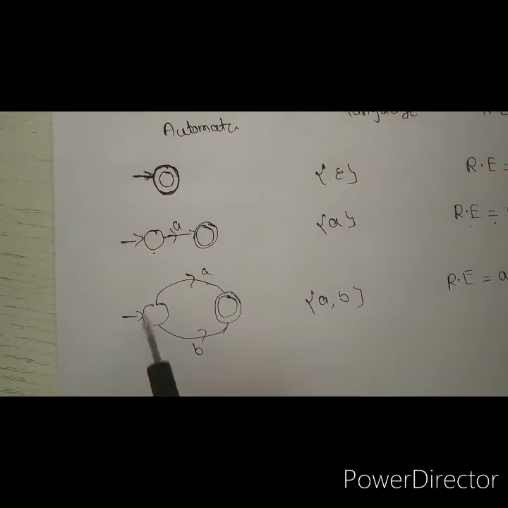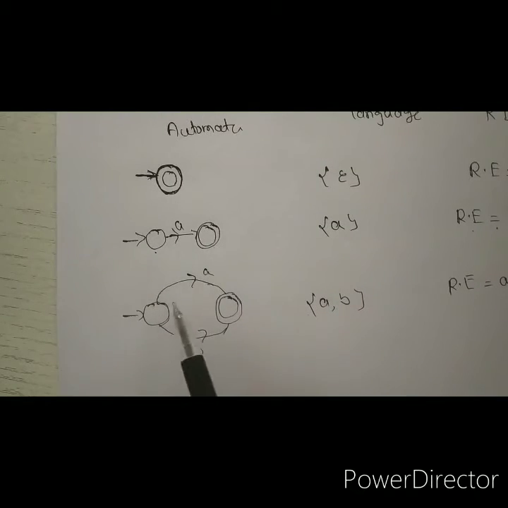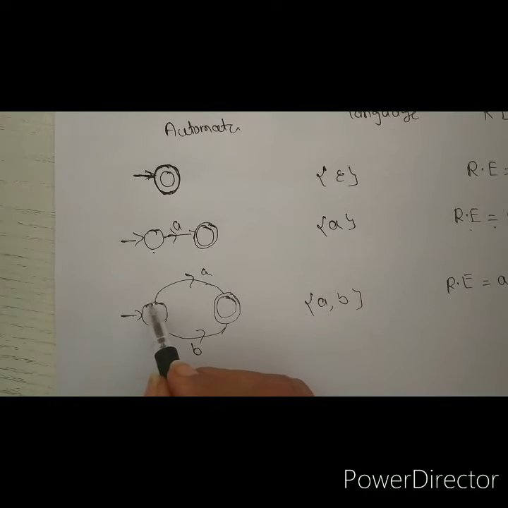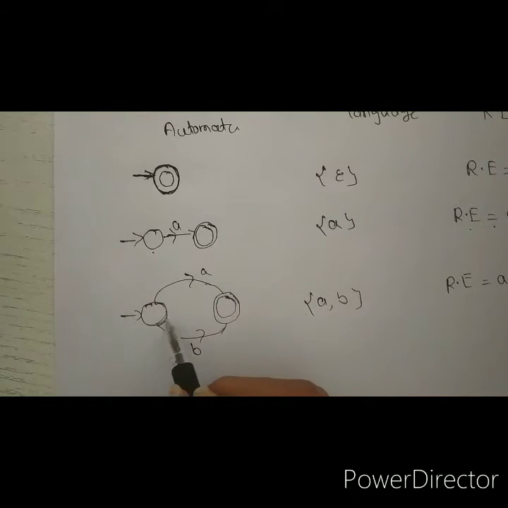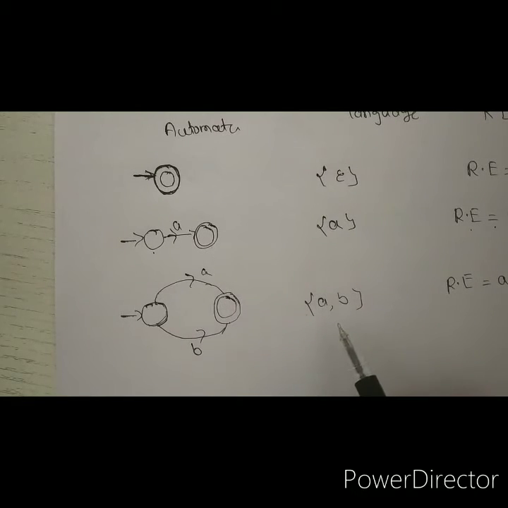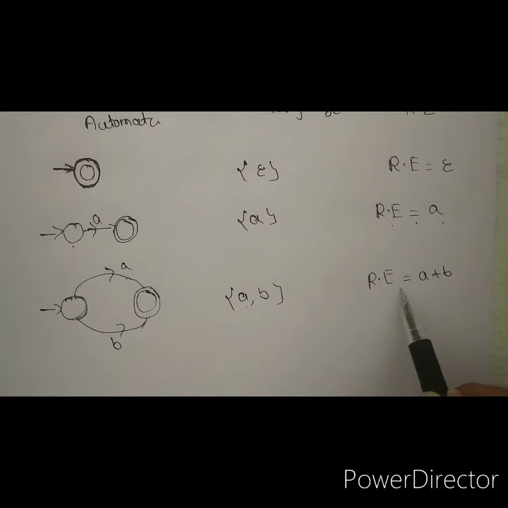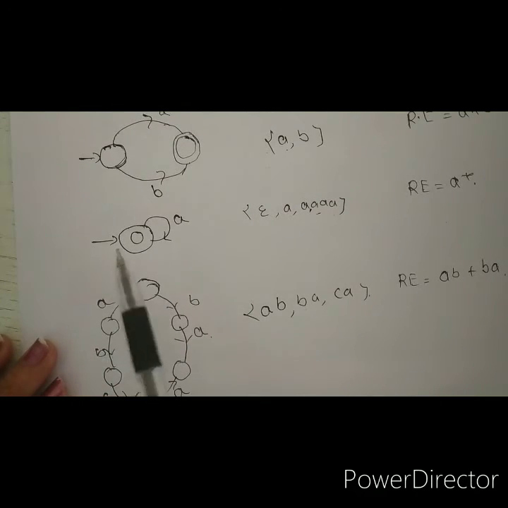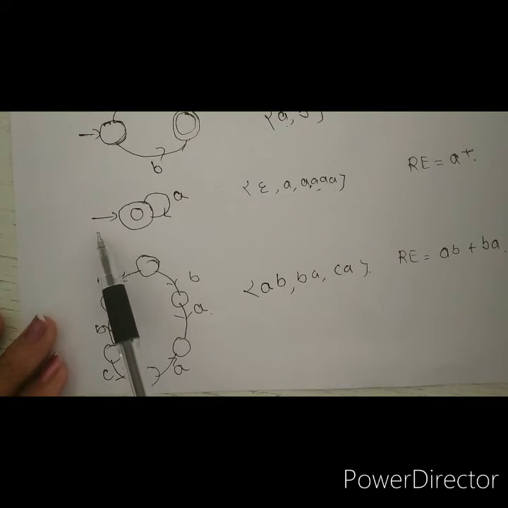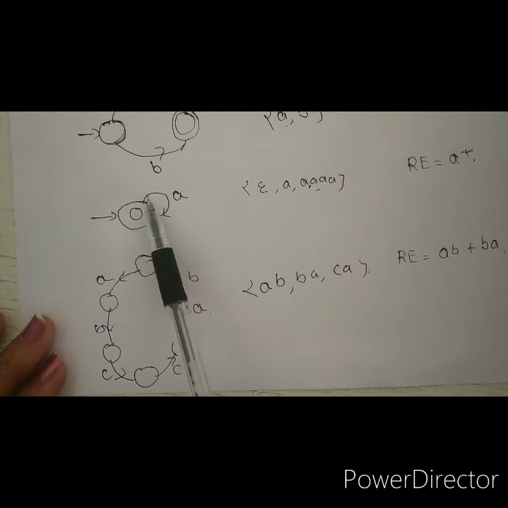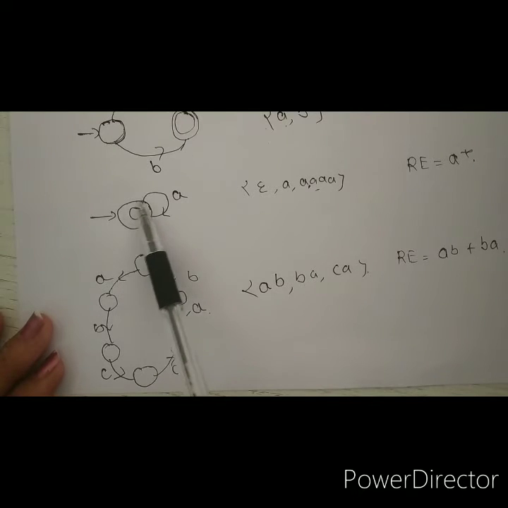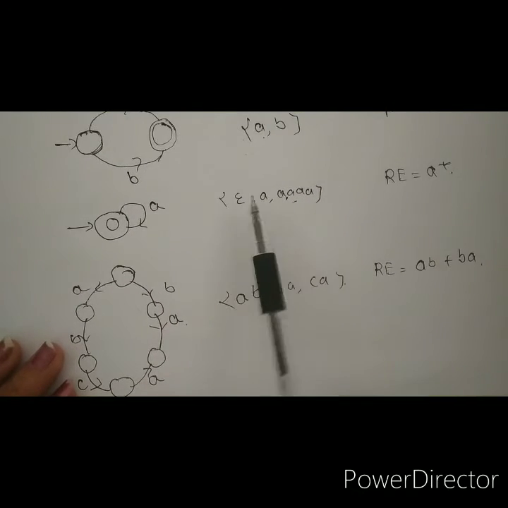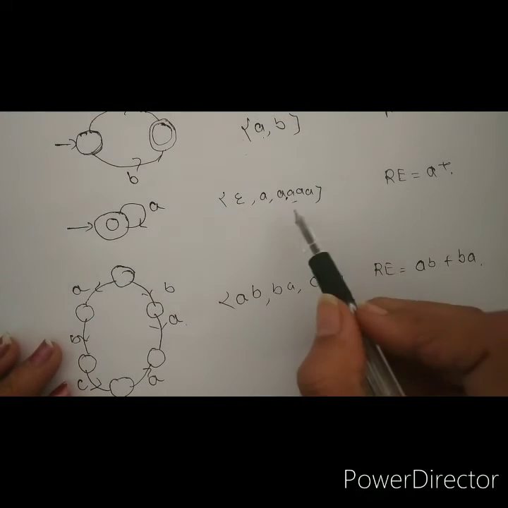Third one is inputs a and b. The automaton is a starting state with an a input and a b input, reaching the final state on a and b input. So for the basic language a or b, the automaton is for the regular expression a plus b. Now look here, there is another regular expression for an automaton. This is your starting state with a self loop, and the final state with a self loop.